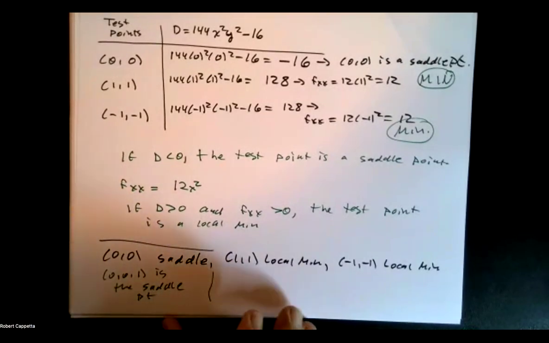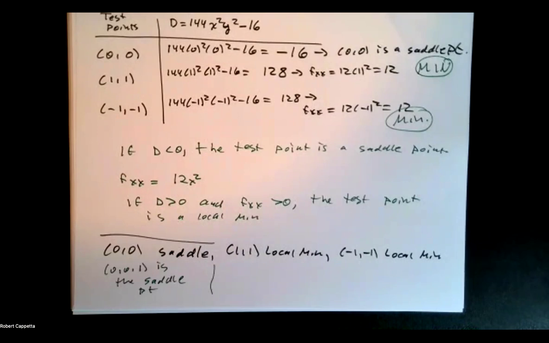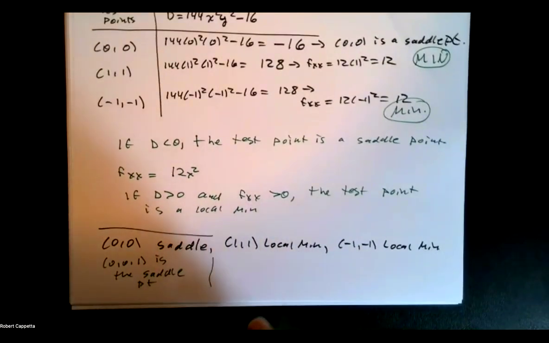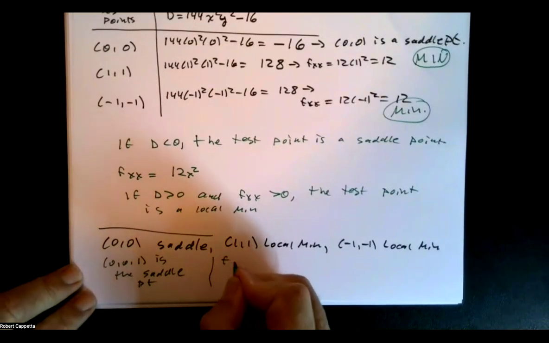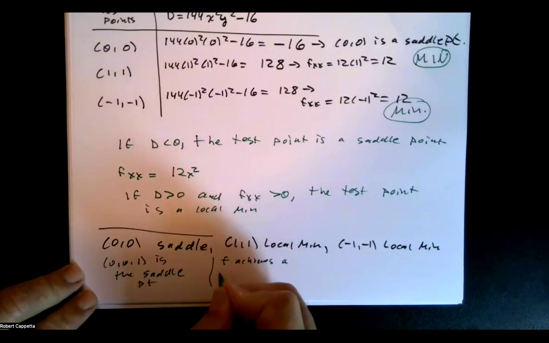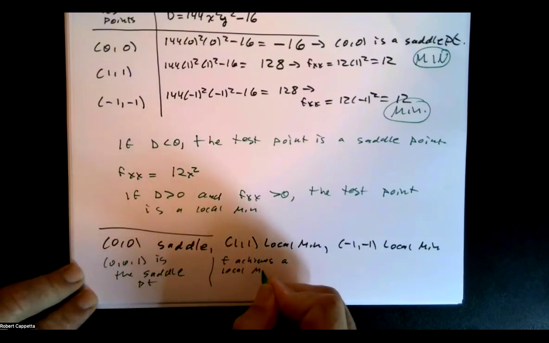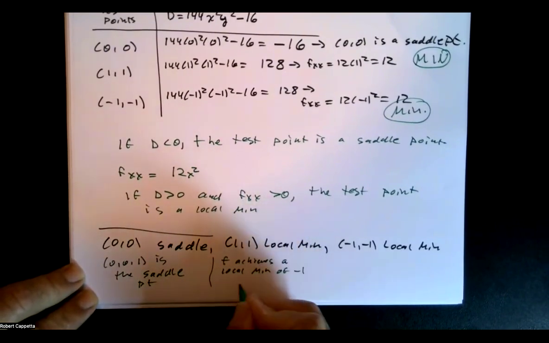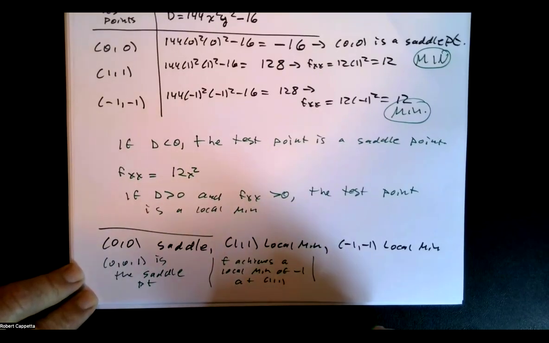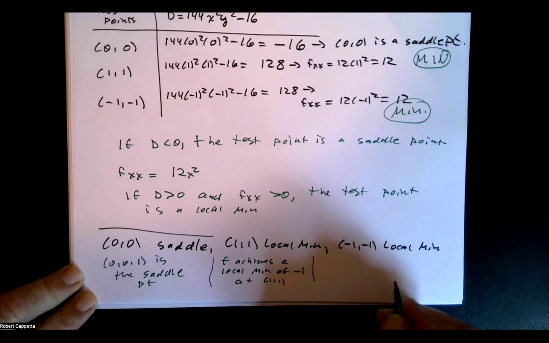We're saying 1, 1 is a local min. We could say f achieves a local min of -1 at the point 1, 1. Similarly, f achieves a local min of -1 at -1, -1.